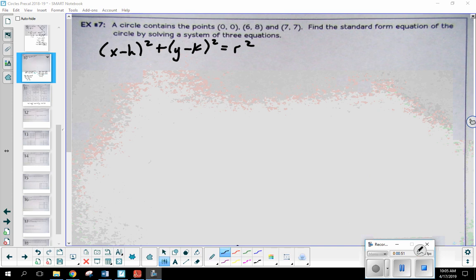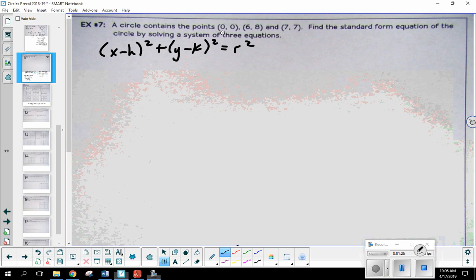This is the last question in the circle notes. Number 7. It says a circle contains the points (0, 0), (6, 8), and (7, 7). Find the standard form equation of the circle by solving a system of 3 equations. So there's the standard form that we're getting used to when dealing with circles: (x minus h) squared plus (y minus k) squared equals the radius squared. One at a time, to create the equations that will give me my system, we're going to plug those points, the x and y values, into that particular form.